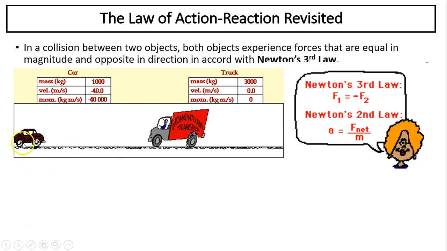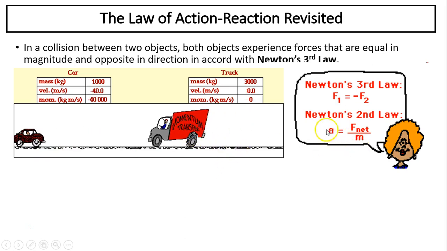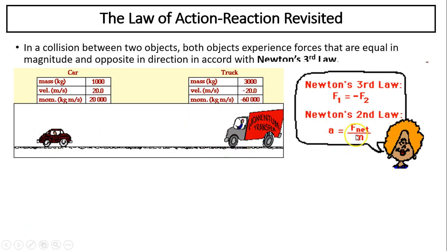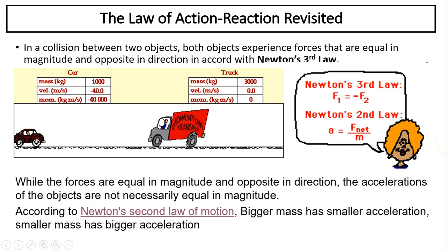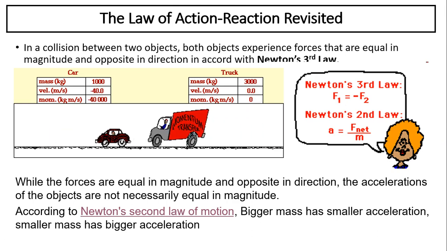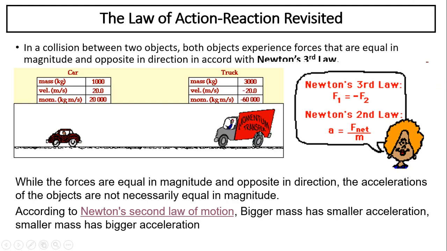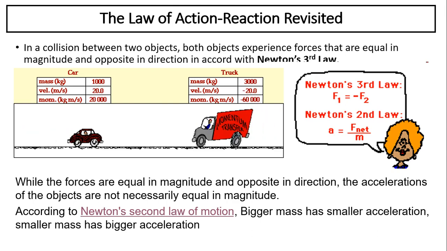However, we see the car has bigger acceleration than the truck. That is because of the second law. Acceleration is inversely related to mass. While the forces are the same in magnitude and opposite in direction, the accelerations of the objects are not necessarily equal in magnitude. According to the second law, the bigger the mass, the smaller the acceleration, and the smaller the mass, the bigger the acceleration.